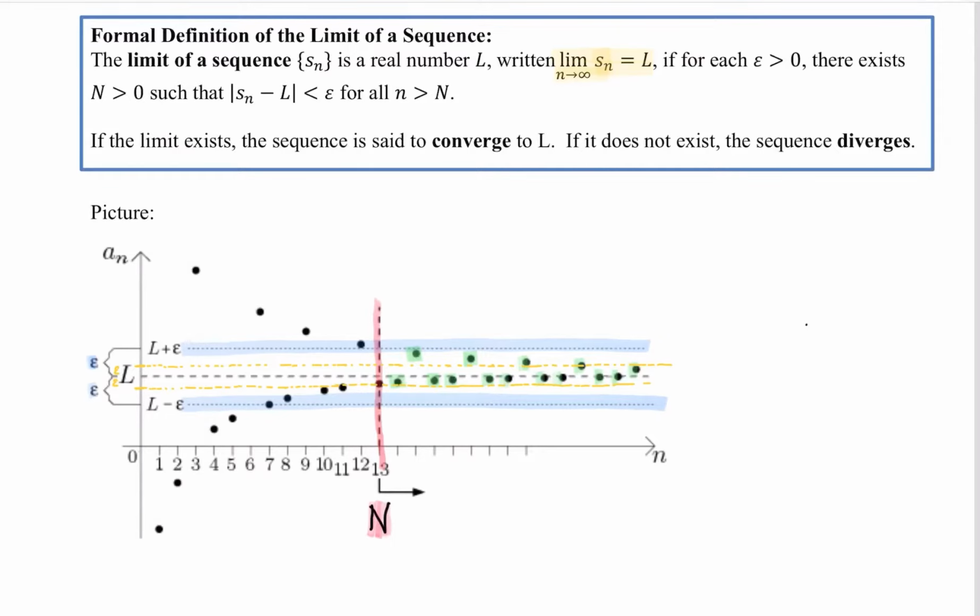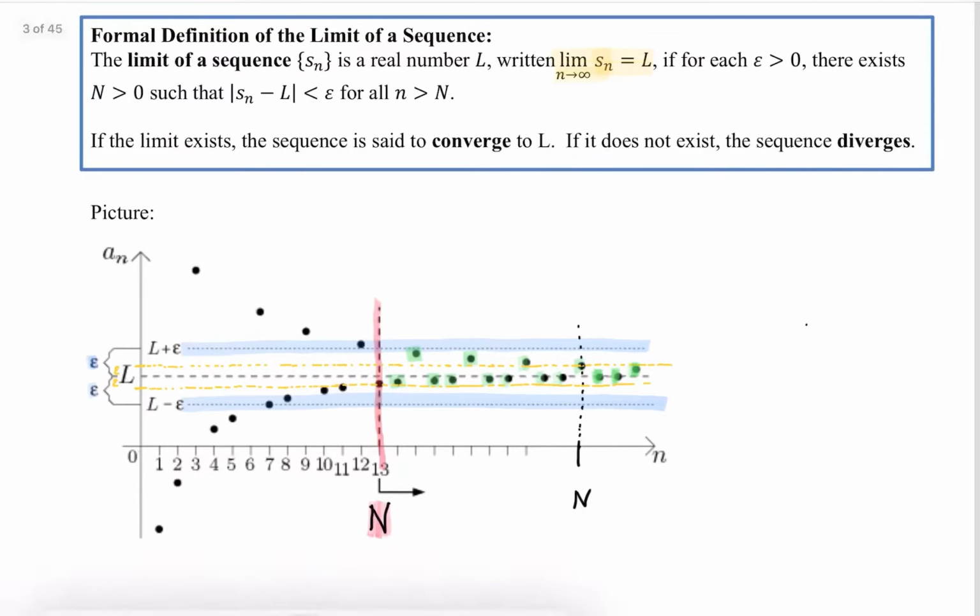So maybe my capital N for that epsilon, maybe this time it needs to be somewhere over here, because that last one looked like it was kind of right on the point. And then after that, all of the values in the sequence are now within that smaller epsilon window.